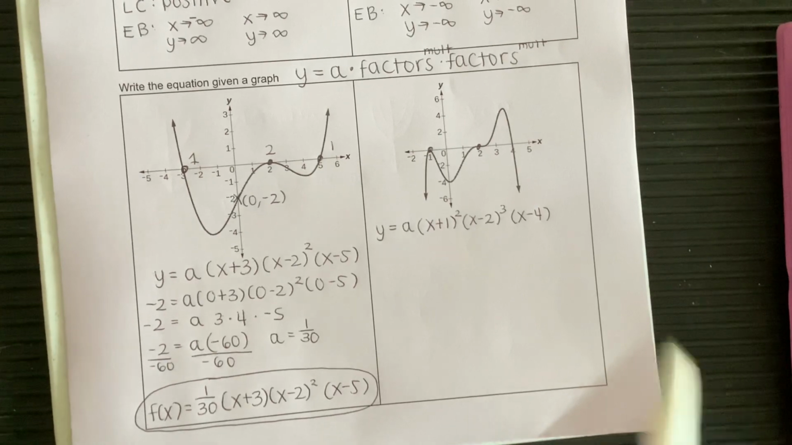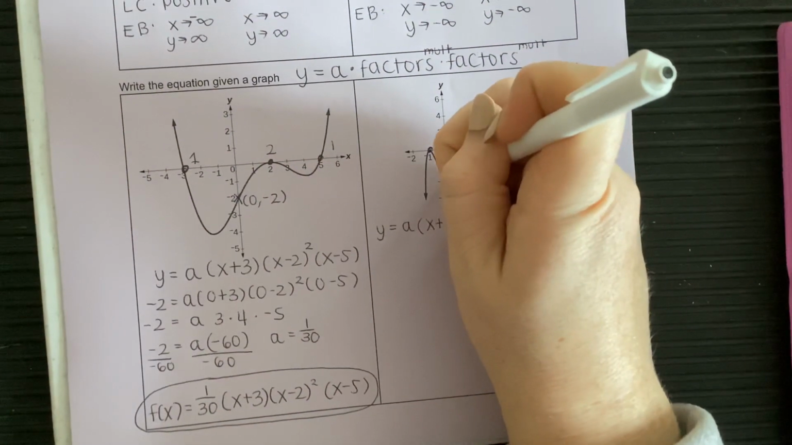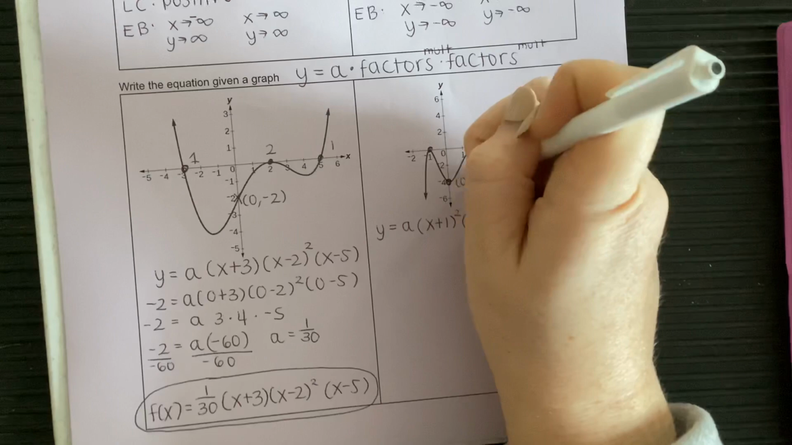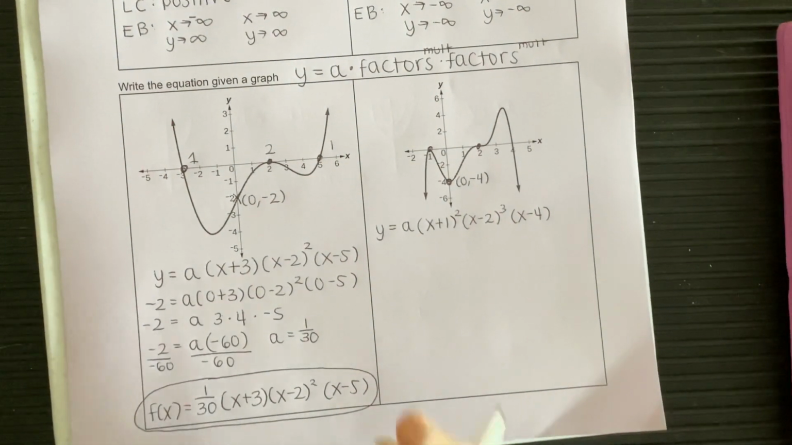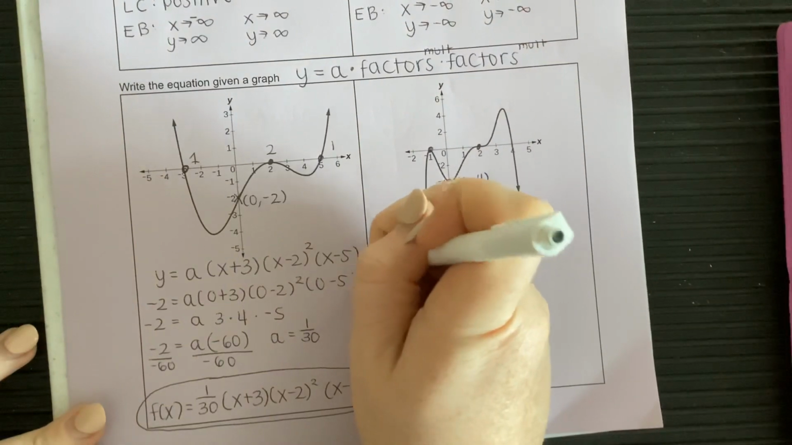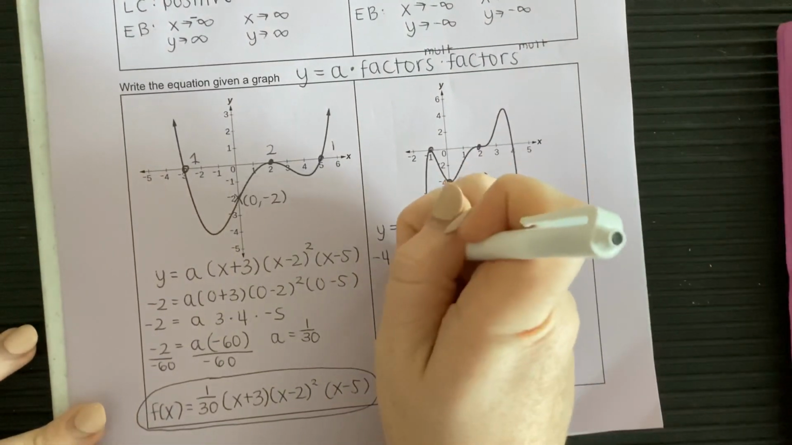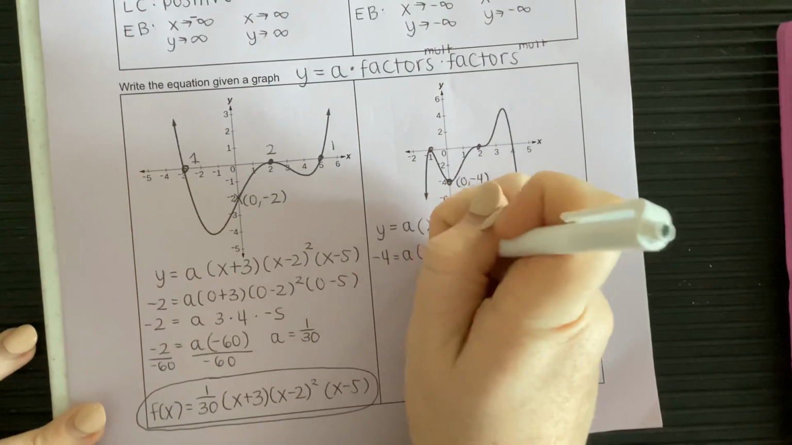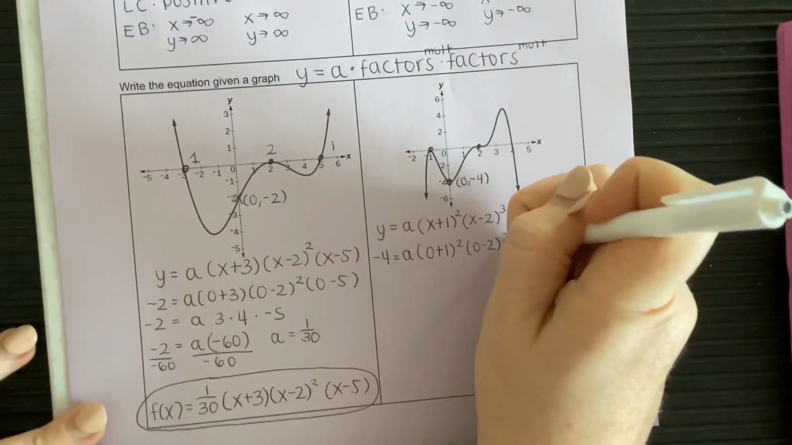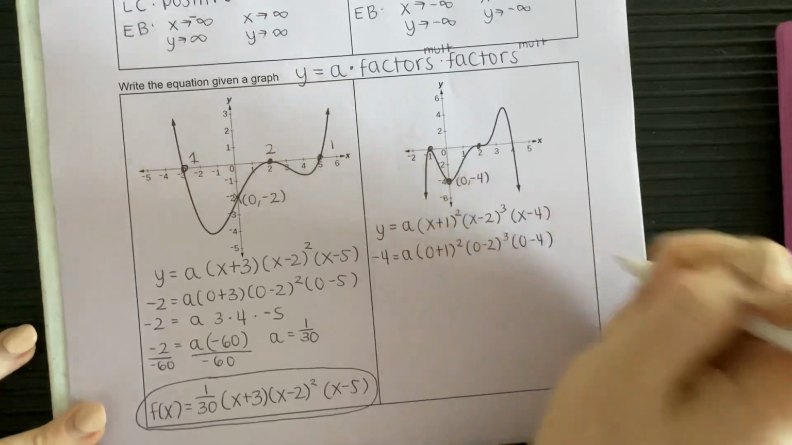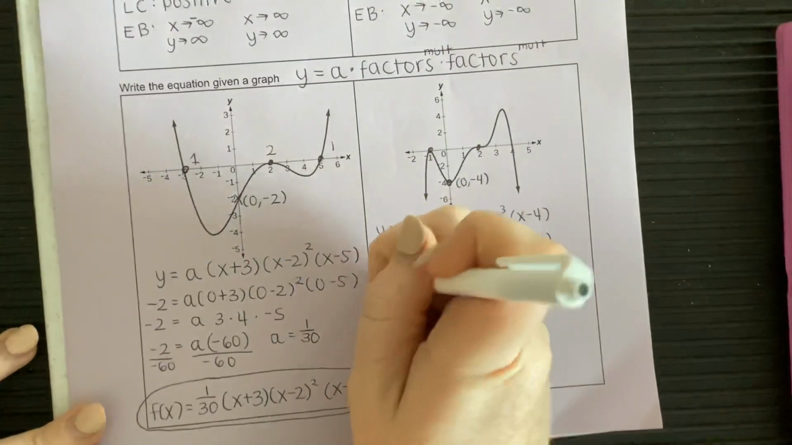Again, pick a good point on there. The y-intercept's always a nice easy point, so that's why I like to use that one, because then 0 is obviously really easy to plug in. So here you're going to do negative 4 is equal to your a value, and then it's going to be 0 plus 1 squared, 0 minus 2 cubed, 0 minus 4. Start to simplify.